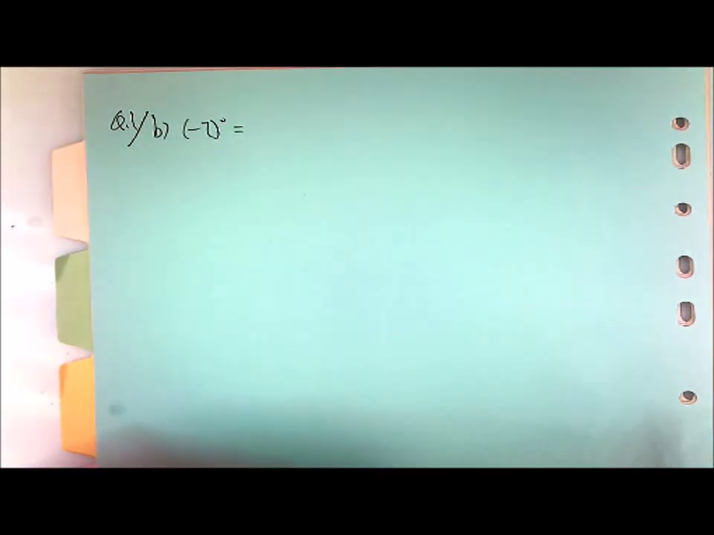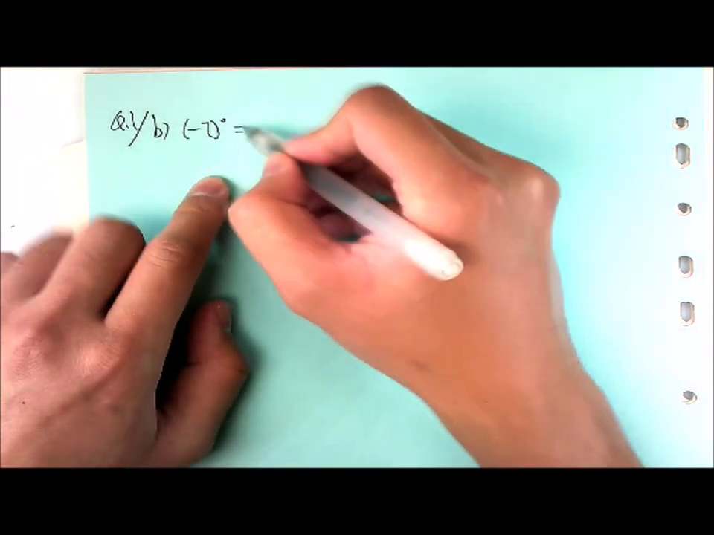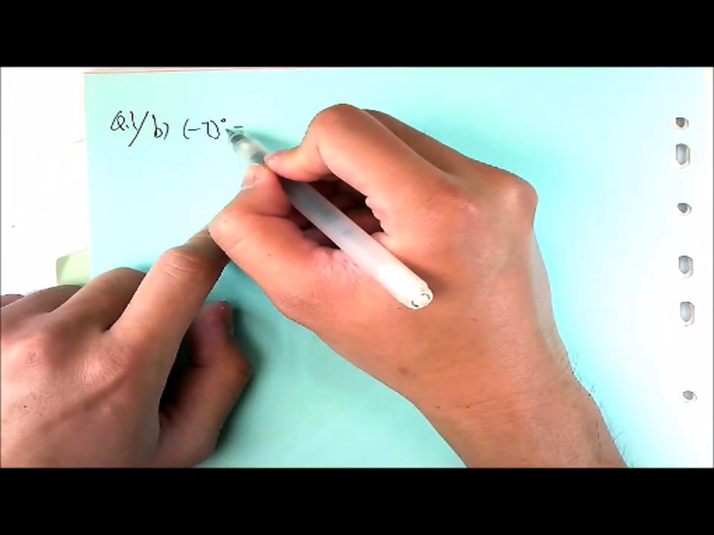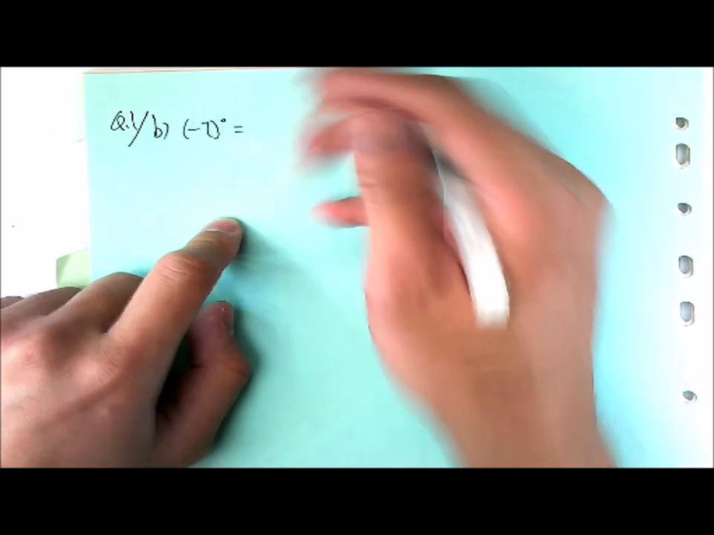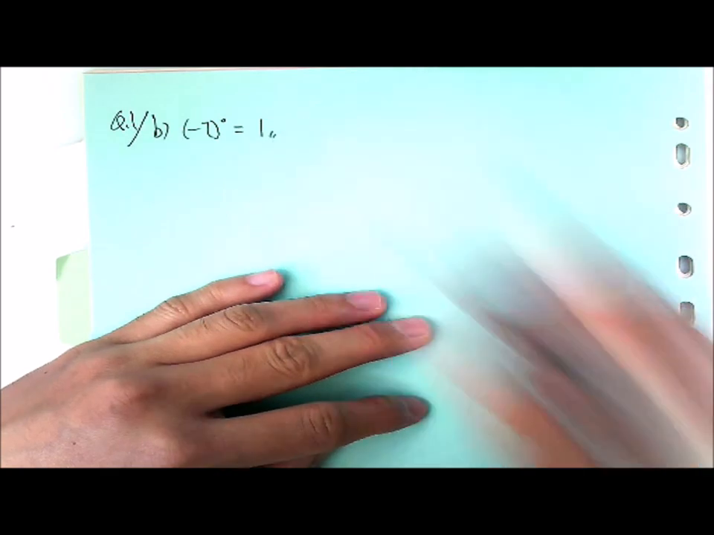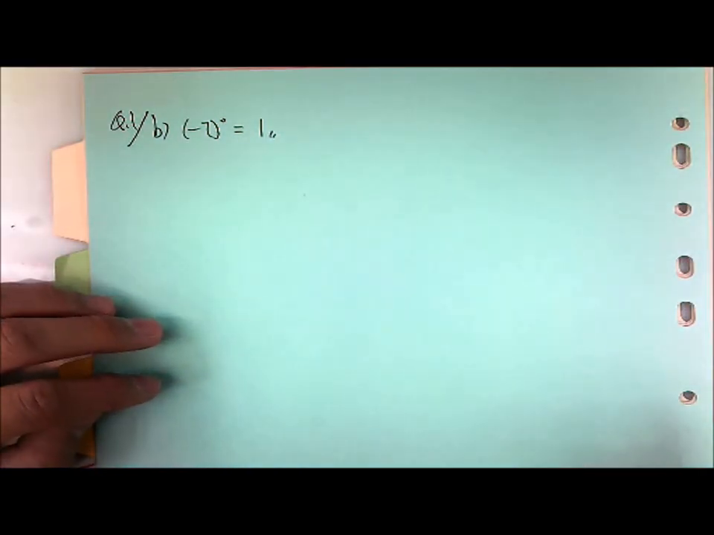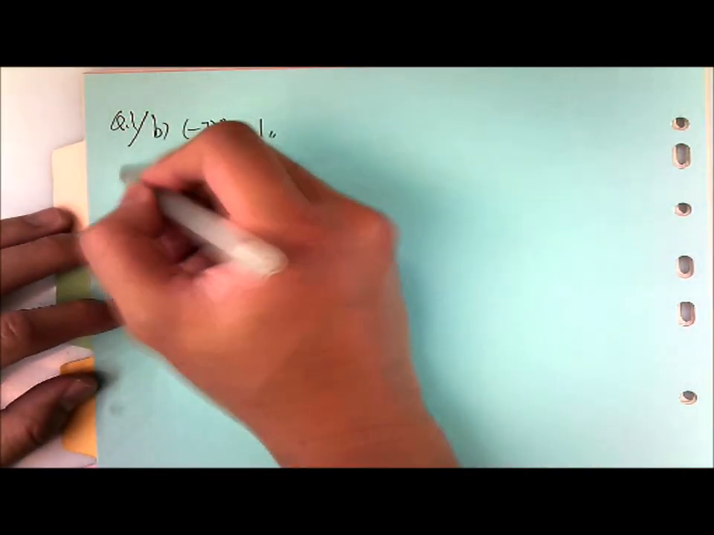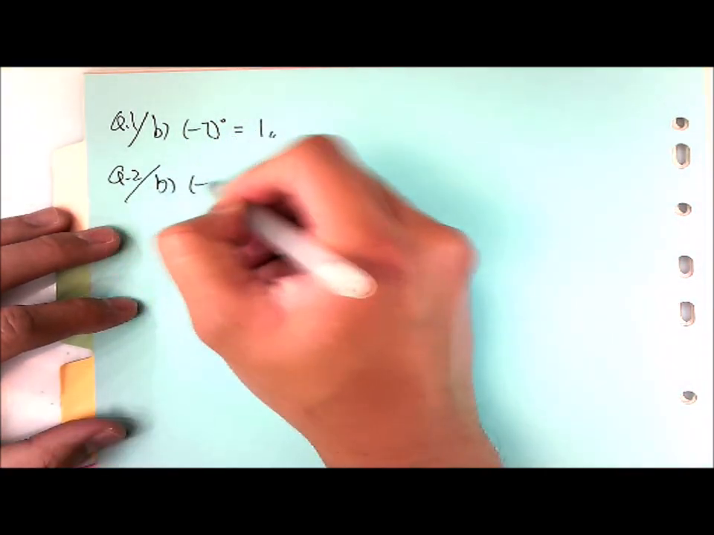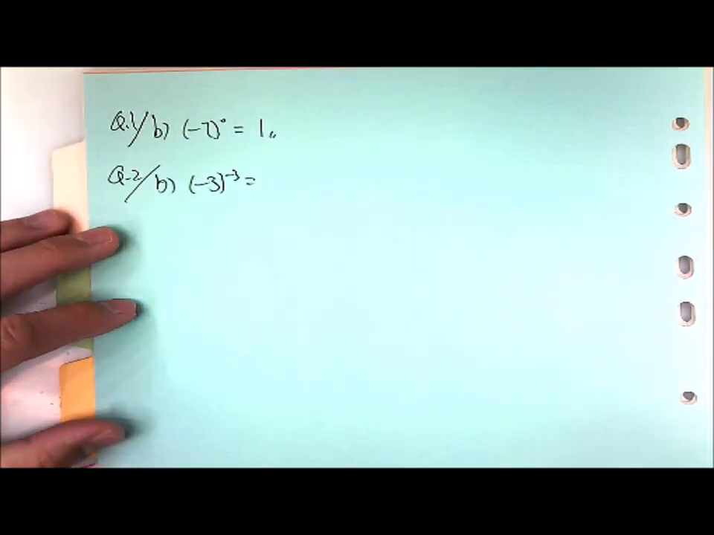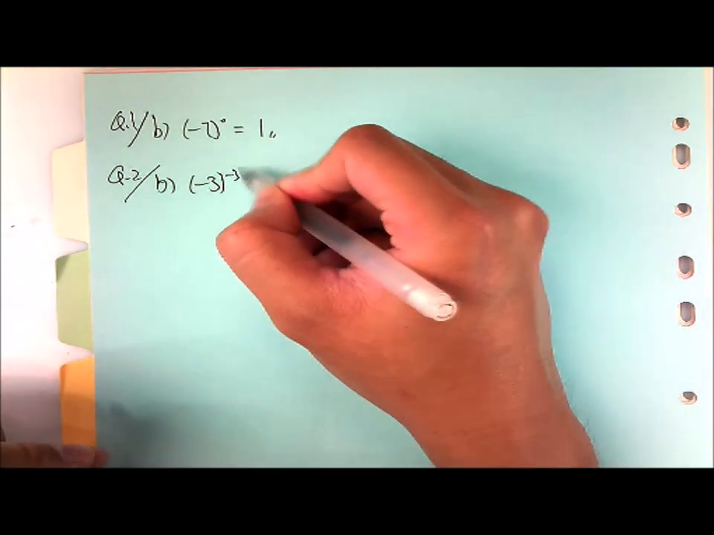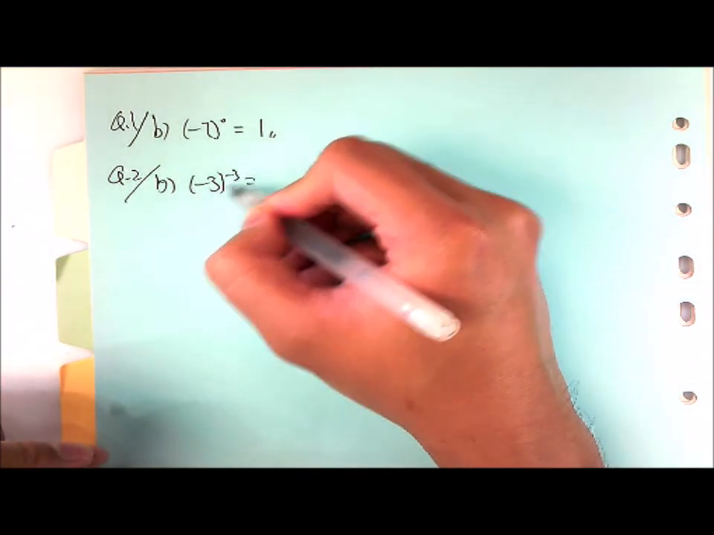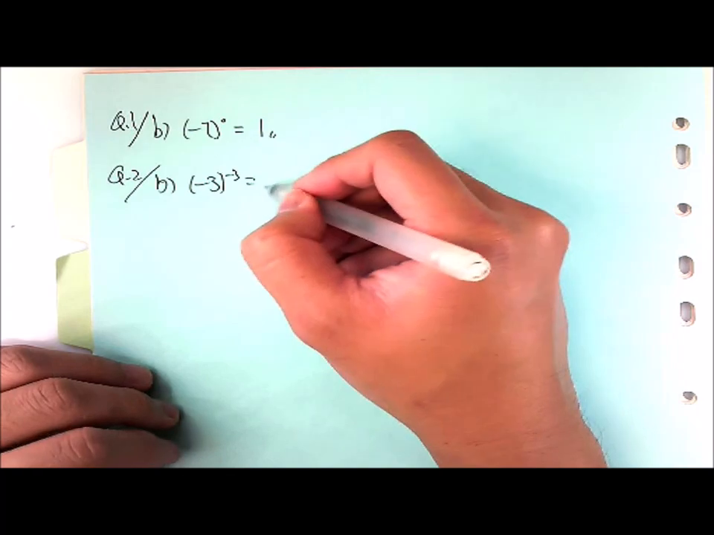So ask yourself, is this 0 going to do something with this negative? Yes. So we treat this minus 7 as a block. Okay, so this is 1. Understand? Is it okay? And then question 2, go to B: minus 3 to the power 3. Is it okay? So just tell me whether the result is positive or negative, because this 3 is an odd power. So odd, the result must be negative.